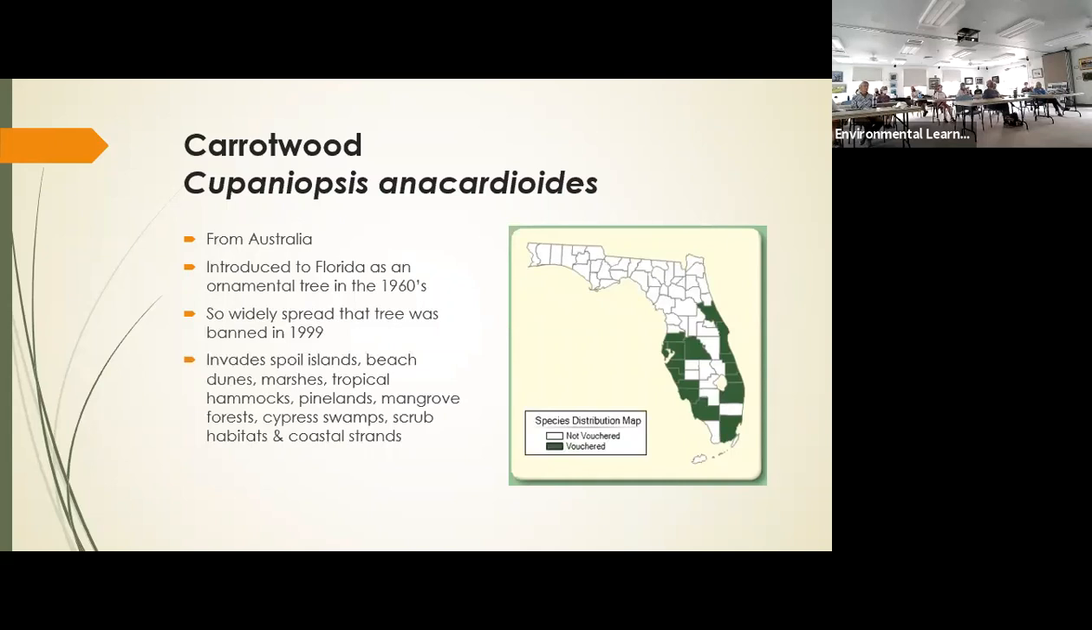It was introduced in the 1960s. It was so invasive that it was banned from commerce and propagation in Florida in 1999. So this is the plant that started showing up on our spoil islands beneath the canopy of Australian pine and Brazilian pepper trees. It started in big tree islands in the Everglades. So just about anywhere you could think of, you could find carrotwood. It's called carrotwood because underneath the bark is a reddish color.